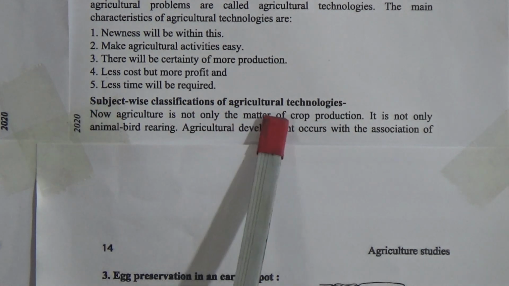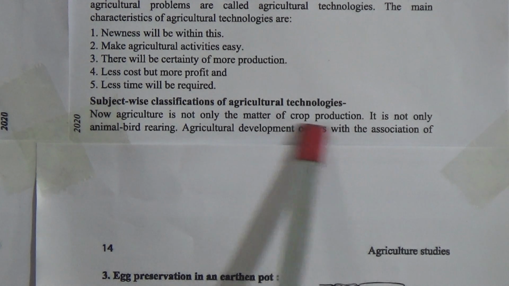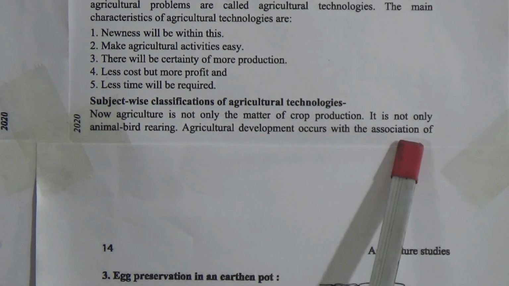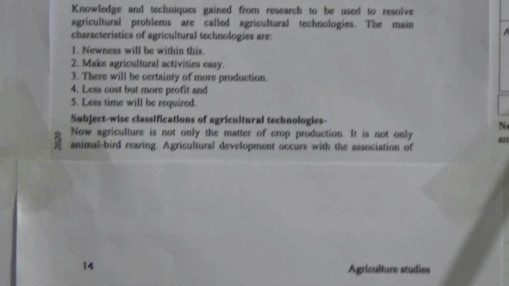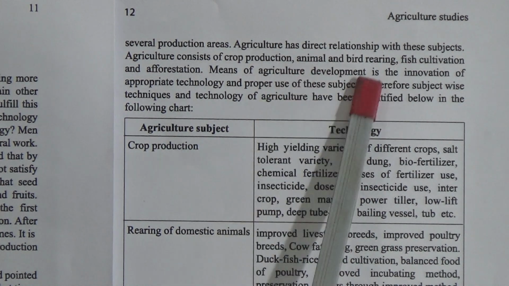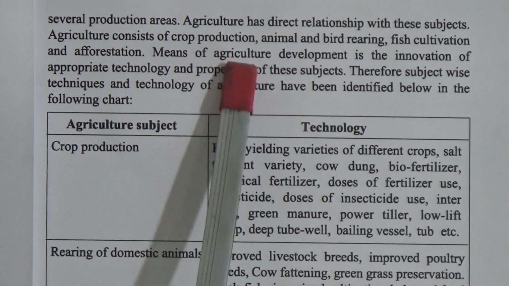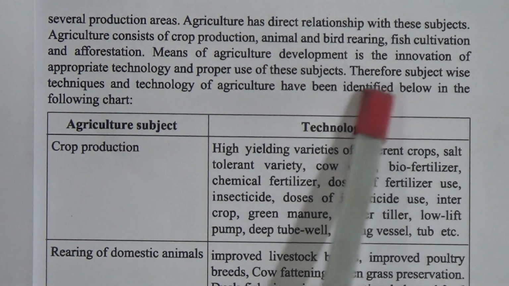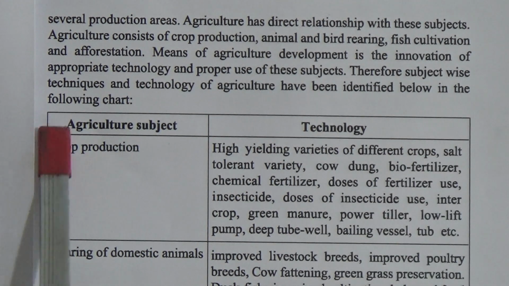Subject wise classifications of agricultural technologies. Now, agriculture is not only the matter of crop production, it is not only animal bird rearing. Agricultural development occurs with the association of several production areas. Agriculture has direct relationship with these subjects. Agriculture consists of crop production, animal and bird rearing, fish cultivation and afforestation. Means of agriculture development is the innovation of appropriate technology and proper use of these subjects. Therefore, subject-wise techniques and technology of agriculture have been invented below in the following chart.